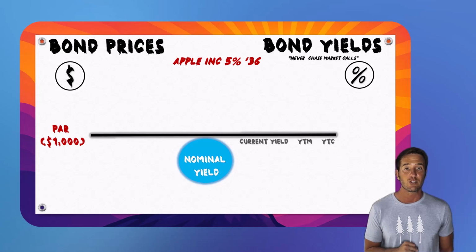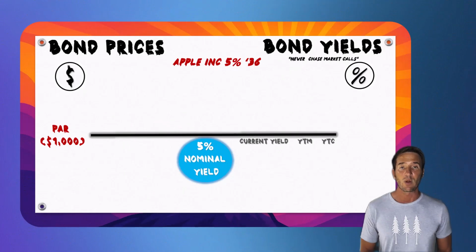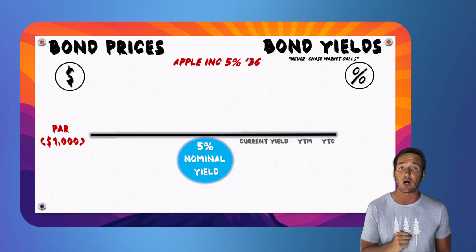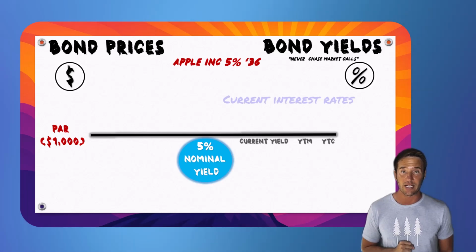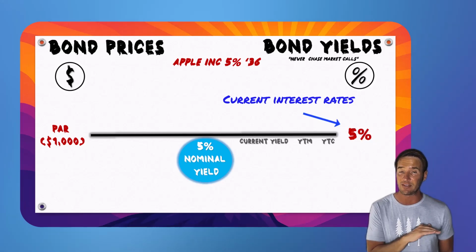Okay? So to build our seesaw, the very first thing we need to do, we need to pull out that coupon and we need to establish it there in the middle. So everyone, the nominal yield is going to be 5%. All right, so we have established our bond's tattoo. That's going to be 5%. Now remember, bonds are generally issued at current interest rates. So what we're going to do on the right-hand side, we're going to establish that 5%. That's what that level is.